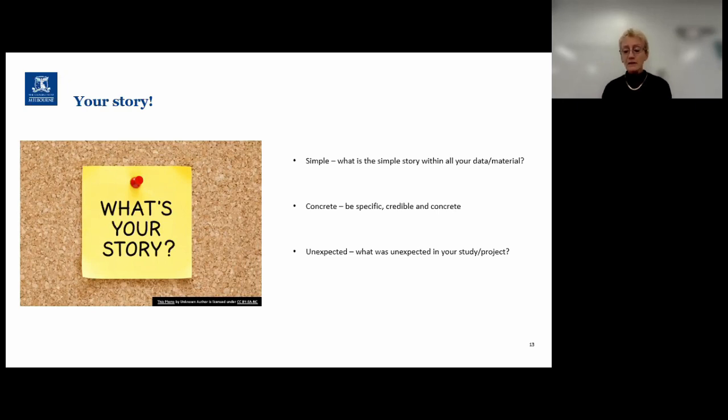And unexpected. What was unexpected in your study or project? So add a suggestion of surprise or intrigue to excite curiosity and a desire to continue reading the material. The storytelling can act as a guidepost to developing a really gripping and persuasive abstract.